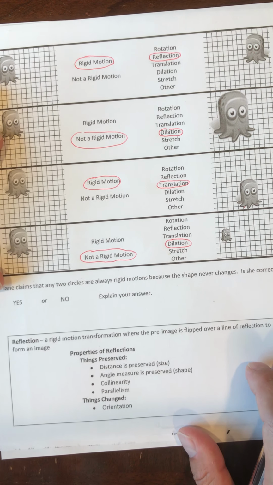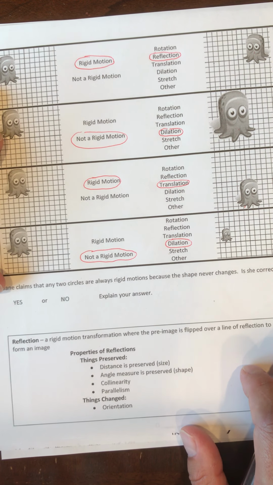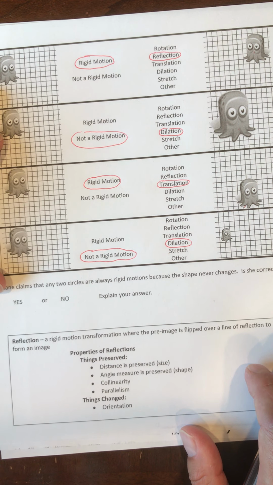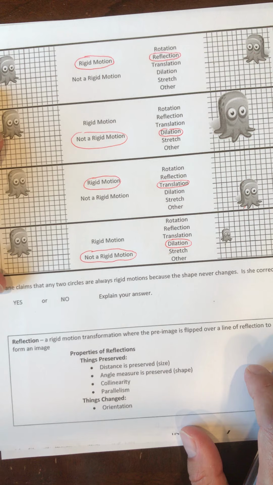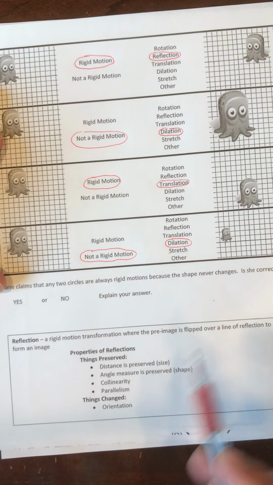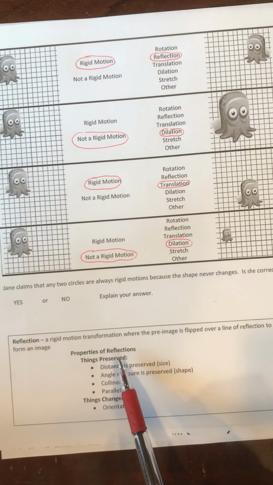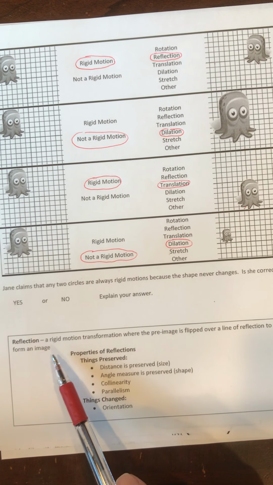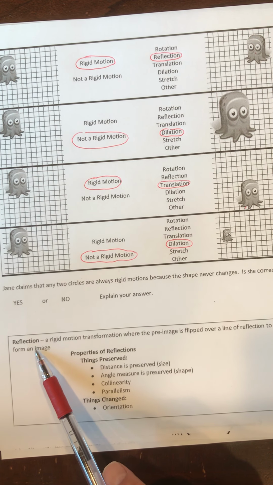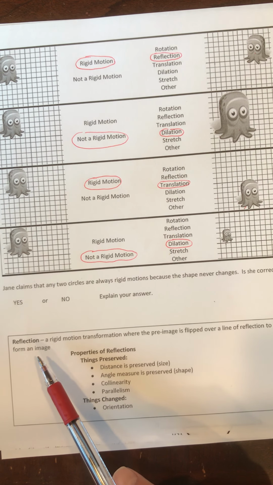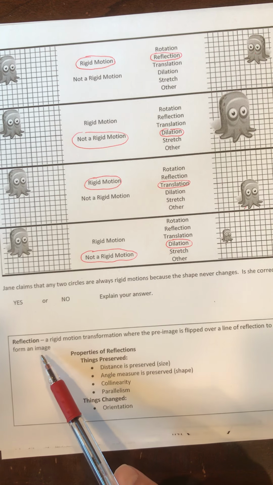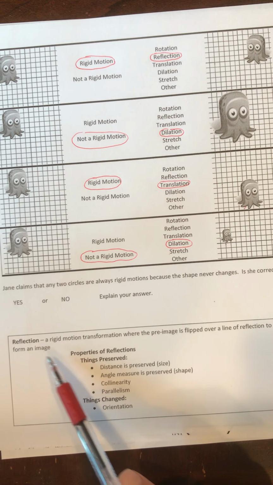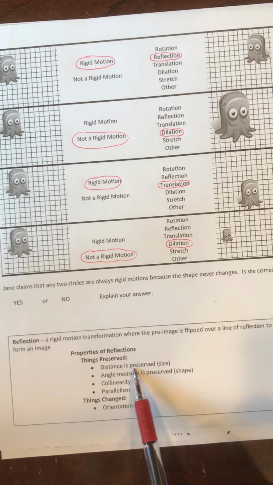All right, that was introductory, so now we're going to start to talk about the first type of transformation. Remember, transformation means to change. So the first one is a reflection. If you reflect an object, the size and shape are going to be the same. It's rigid, so the distance is preserved.